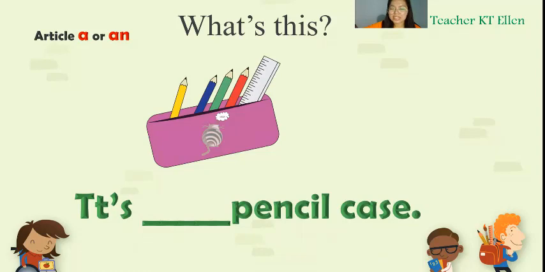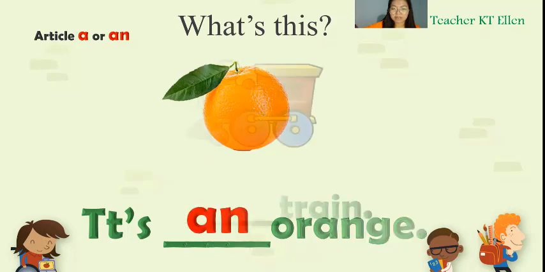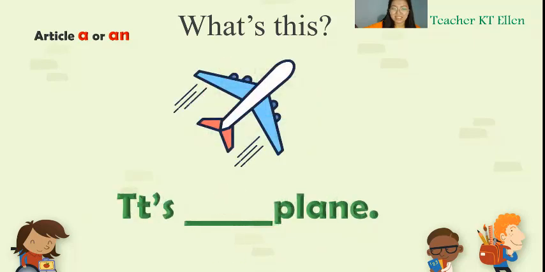What's this? It's a pencil case. What's this? It's an orange. What's this? It's a train. What's this? It's a plane.